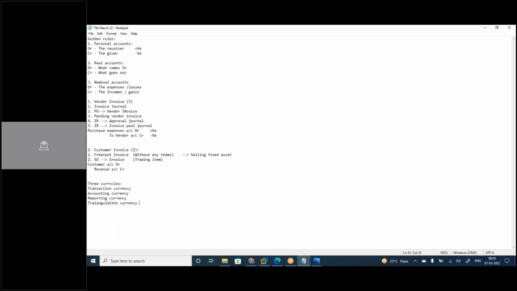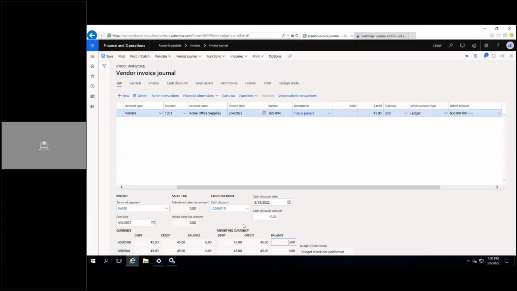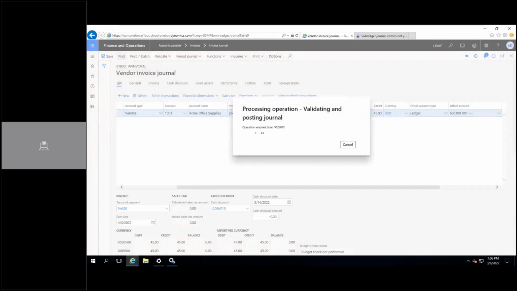Triangulation currency will be used for Germany only, for Europe only. For European countries, if you are implementing in Europe, it may be required, otherwise not required. Okay, that one we'll discuss later. So the currencies, one is accounting currency, another one is reporting currency. 45 you have entered, debit 45, credit 45, the balance is 0. If it is tallied, balance 0, then it will allow you to post the transaction. I am clicking on the post button.